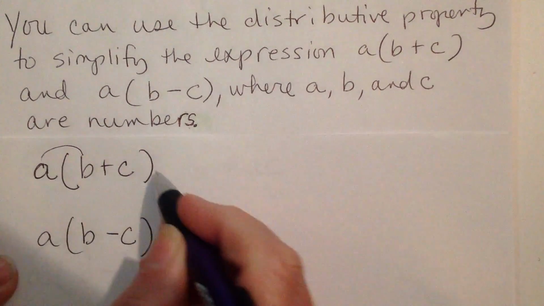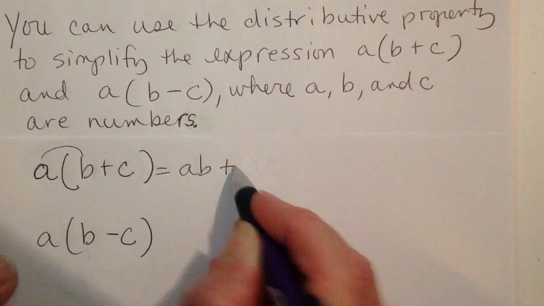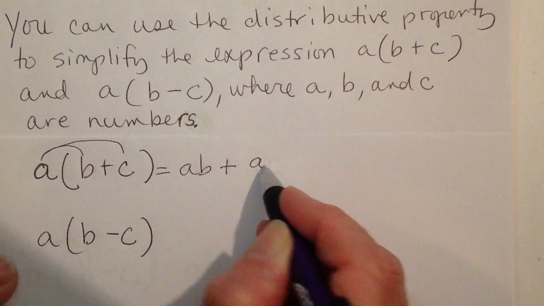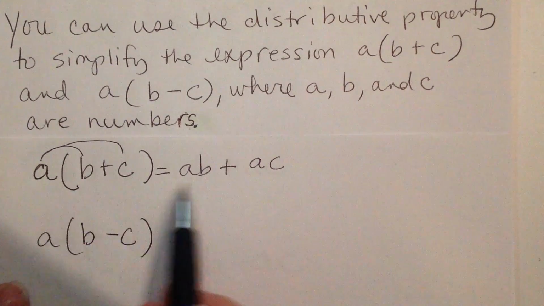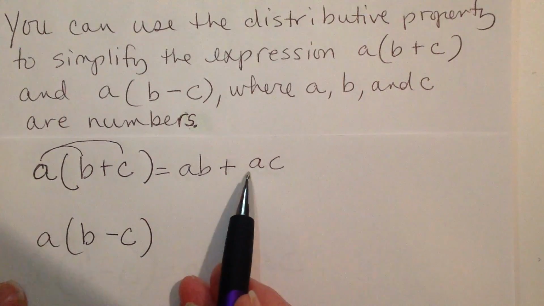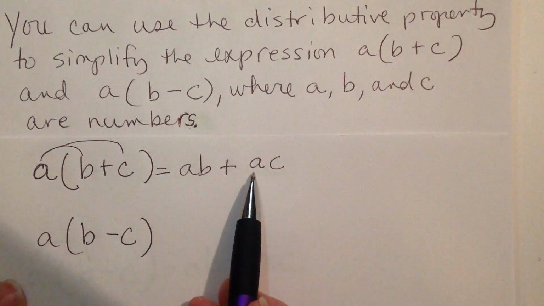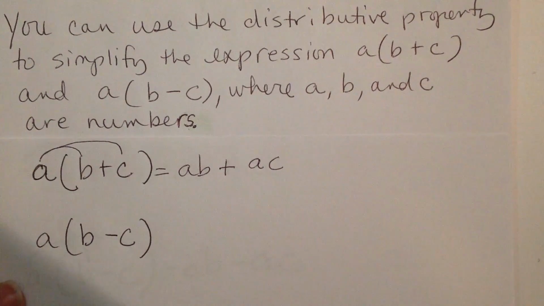A times B gives me AB. Now using the plus sign, I have A times C. Therefore I get AC. So to distribute, my answer would be AB plus AC. And if you tried to add these terms, we can't add because they're unlike terms. They don't have the same letters.